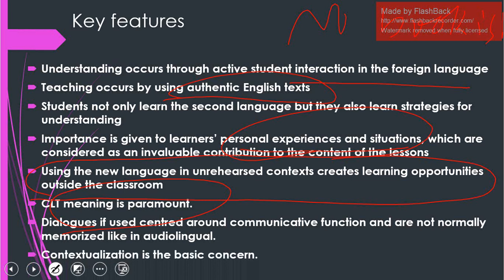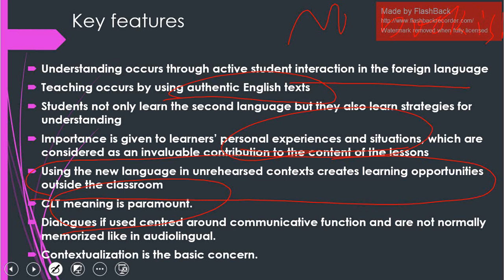Next is contextualization is the basic concern. Language is the name of a tool. Language is something that you use in context. Context can be different. It can be physical, it can be psychological. Like physically, if you are in the classroom, your language would be different. If you are at home, your language would be different.